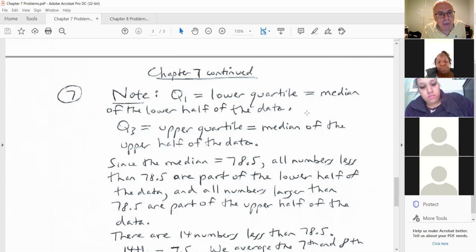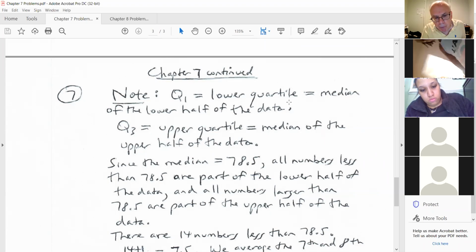Okay. All right. Now, problem 7 has to do with the idea of quartiles. What quartiles do is that they split the data set into 4 equal pieces. So Q1 is the lower quartile. It's where 25% of the data is less than that. And Q3, I'm calling that the upper quartile. That's where 75% of the data is less than that. Okay. Now, how do you find Q1 and Q3?